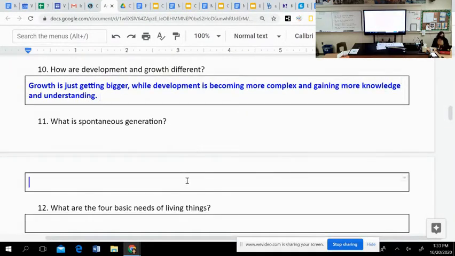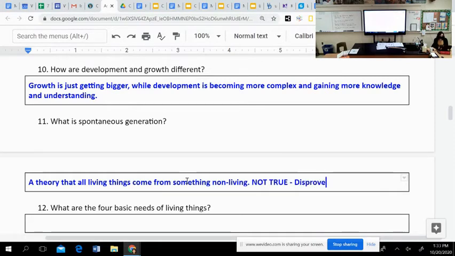Then question 11, what is spontaneous generation? What do we got? This was a warm-up this week. Gage? Theory that all living things come from a non-living thing. Okay? A theory that all living things come from something non-living. Is this true? It is not. Not true, which means it's disproven. Just as a little side note, if you want to put that in there. Okay?